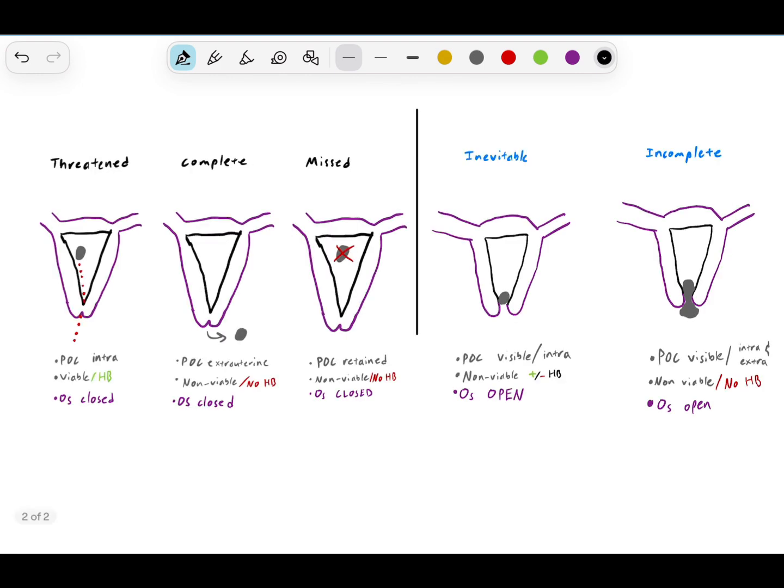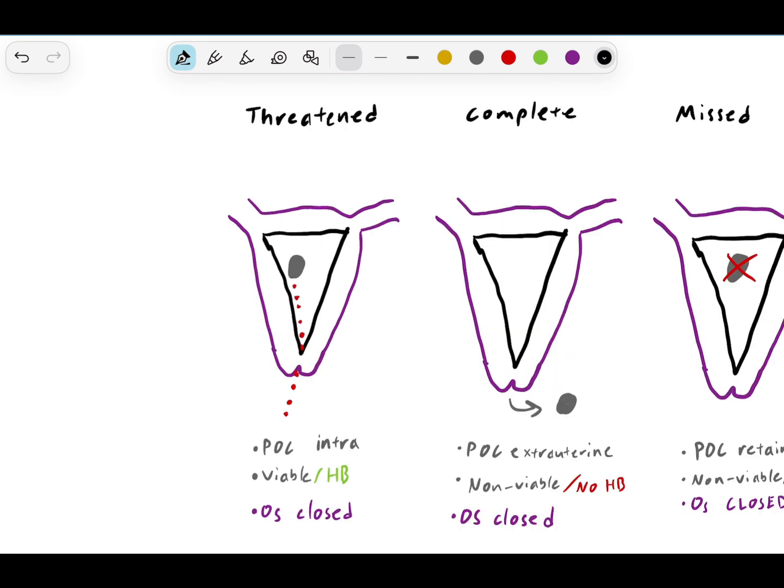So here we go. I have drawn out, very basic and in a cartoon fashion, the basic anatomic structures that I think you're going to need to know to understand the different types of miscarriages. So let's start here on the left with threatened. In the center here, this is going to be the uterus. On both sides are your fallopian tubes. In the center, that little gray dot is going to be your products of conception. Down here is going to represent the cervical os.